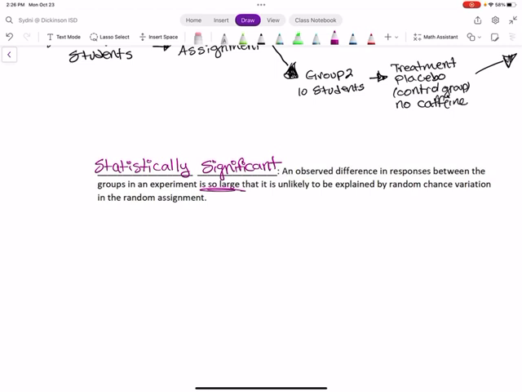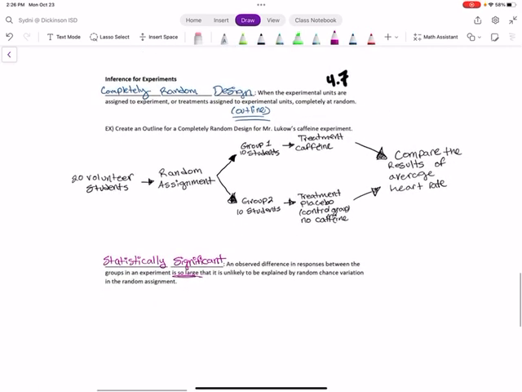So whenever we say that something is statistically significant, that means that the treatment that was given was likely the cause. There could be no other explanation for what happened other than the treatment did something to influence the results so much that it was significant, that it was important. It was a great difference. Okay, so that is all of 4.7. That is inferences for experiments, how to create an outline for a random design, and then also a preview back to 4.6 of how to create a random assignment.